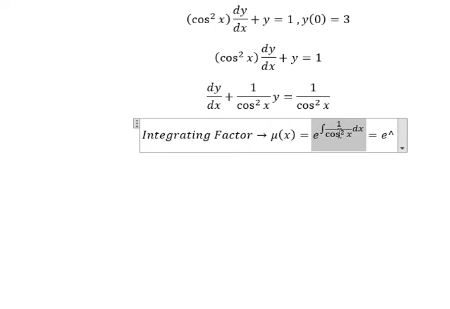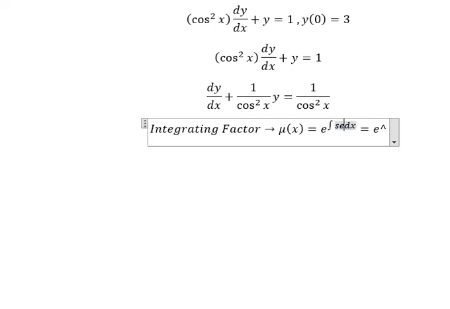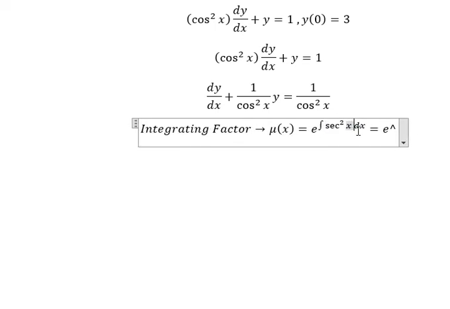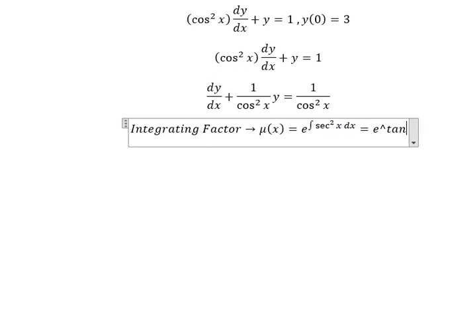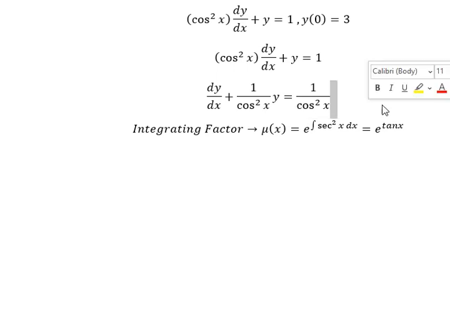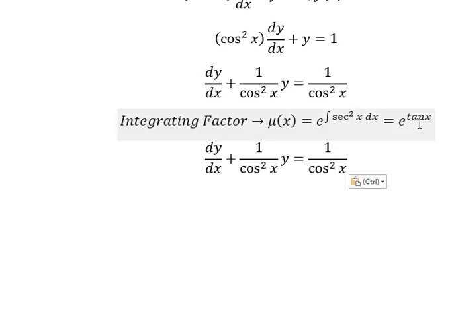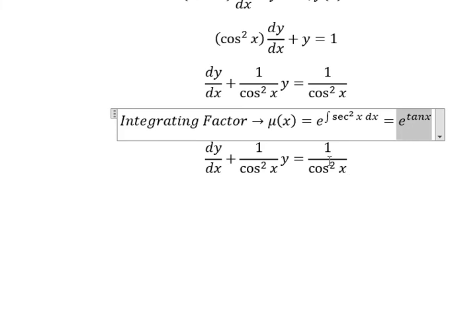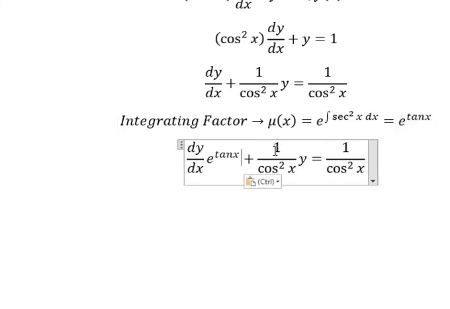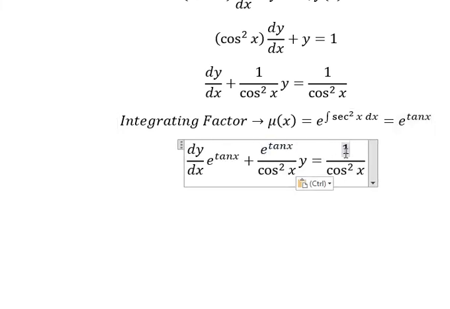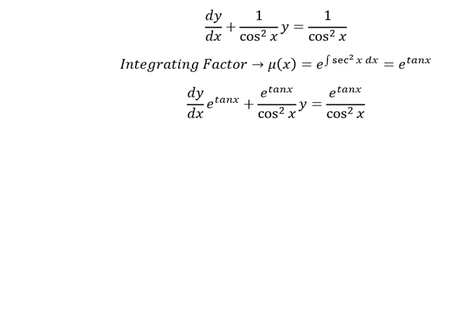So this one, that is secant of s squared. The integration of secant of s squared, we have tan s. So we need to multiply both sides by this one. Next, we put the integration for both sides.